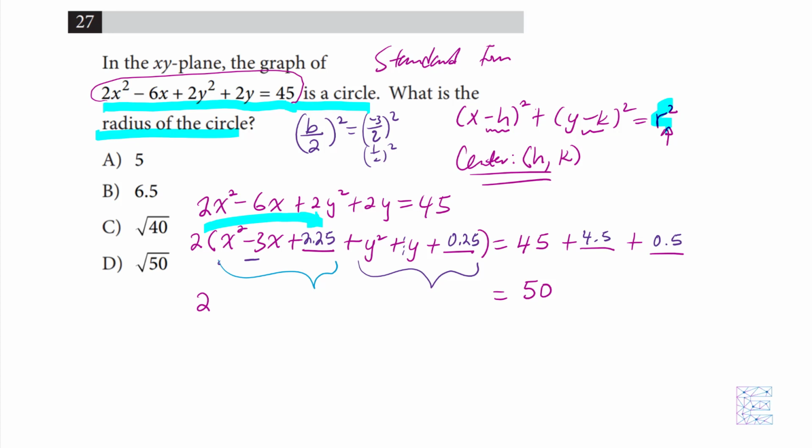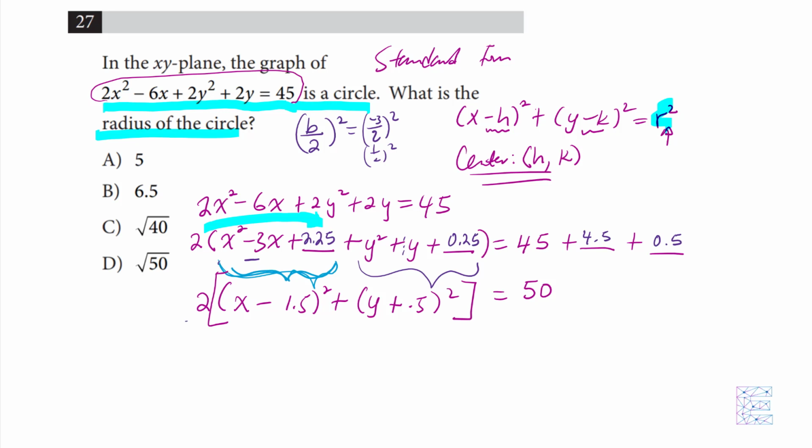Now remember, once you complete the square, your trinomial factors really nicely. So this becomes x minus 1.5 to the second. This is not important for this problem, but we're just finishing it anyway. And then, of course, we have the y plus 0.5 squared equals 50. So remember, this whole thing has a 2 that's on the outside of it because we factored the 2 at the beginning.